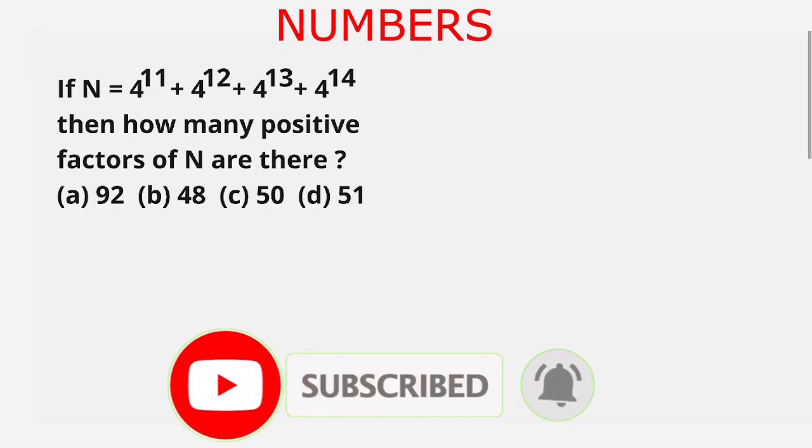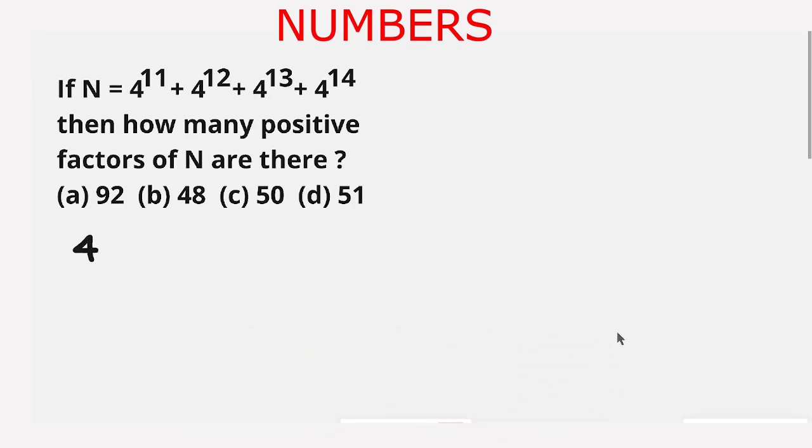We have to take common 4 to the power 11 from the given number. So we write 4 to the power 11 into, within brackets, in place of 4 to the power 11 we write 1, plus in place of 4 to the power 12 we write 4, plus in place of 4 to the power 13 we write 4 to the power 2, as we have already taken common 4 to the power 11, plus in place of 4 to the power 14 we write 4 to the power 3.